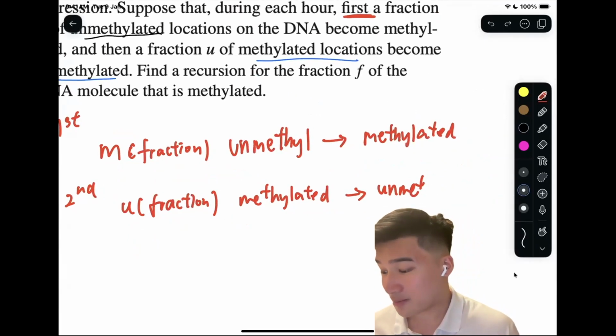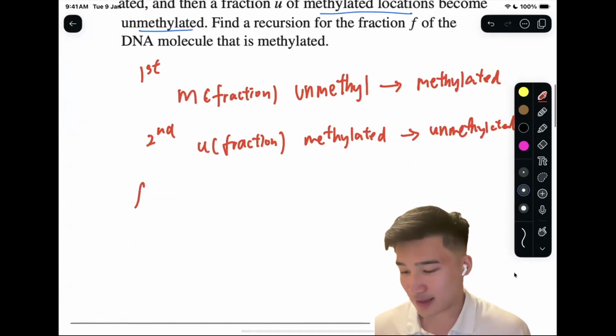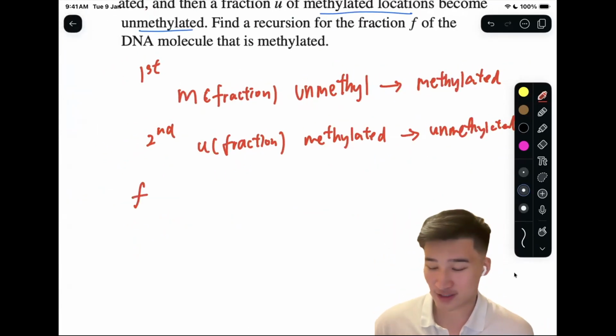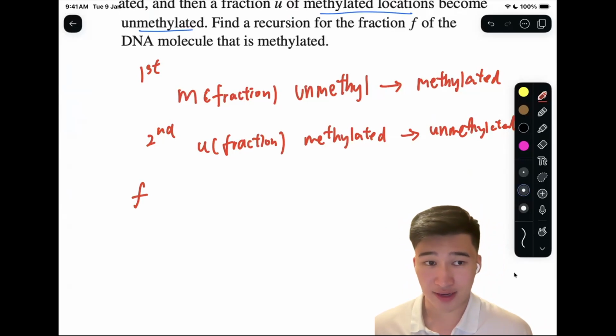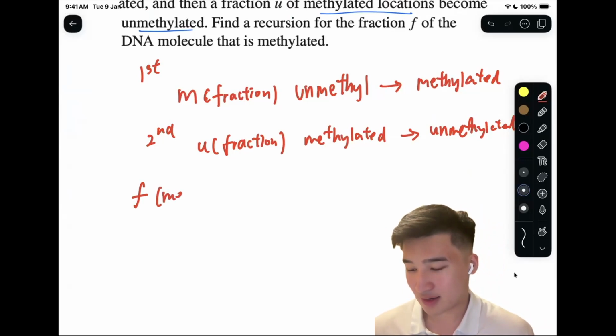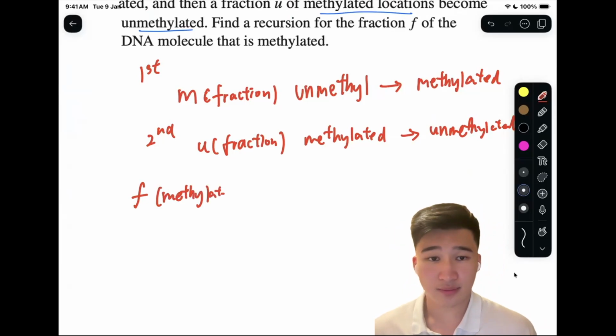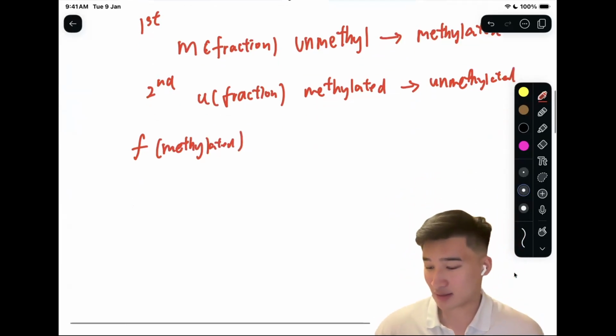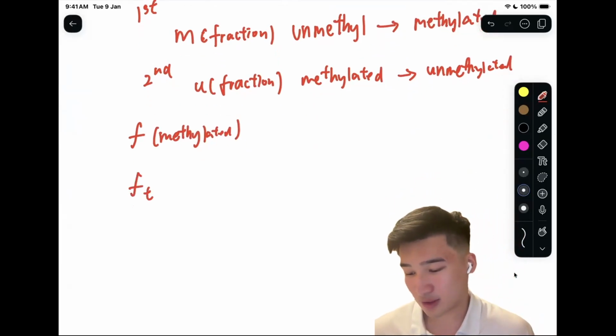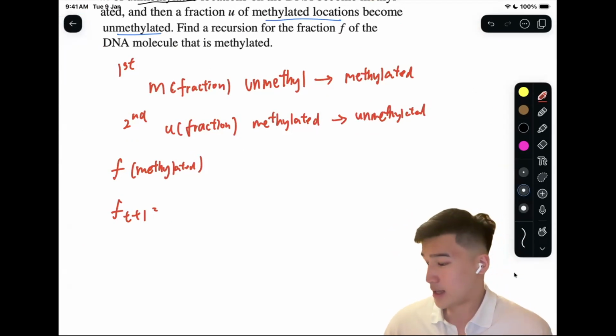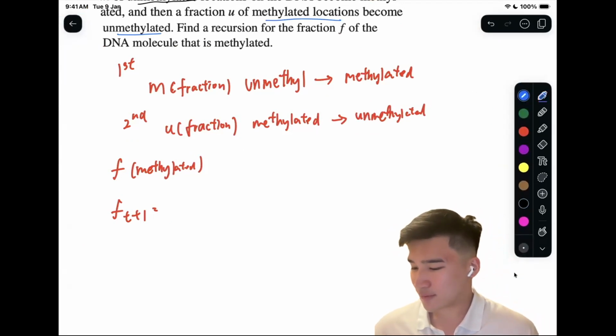We're trying to find the fraction F of the DNA molecule that is methylated. So what we're trying to find is basically F at t plus 1. I hope we understand what's going on, and let's try to do the first step first. Let's try to crack this code.